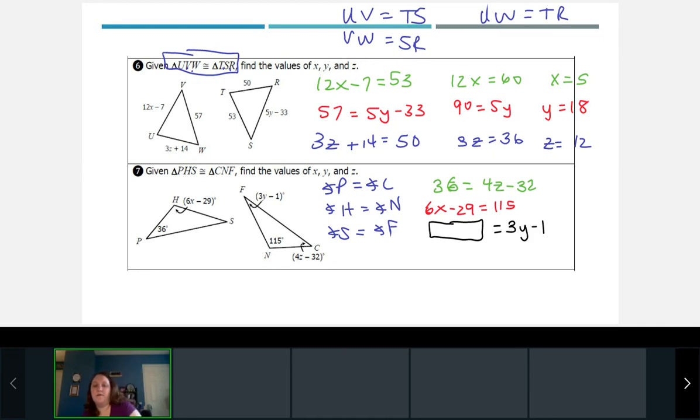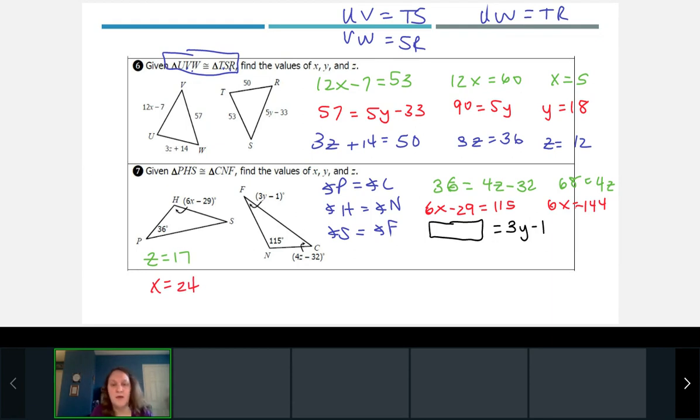And now we're going to solve. We're going to get a little stuck when we start with y, so let's solve for z and x and see how those can help us. To solve for z, I'm going to add 32 to both sides. I get 68 equals 4z. Divide both sides by 4. z equals 17. To solve for x, I can add 29 to both sides. Divide both sides by 6, so x equals 24.